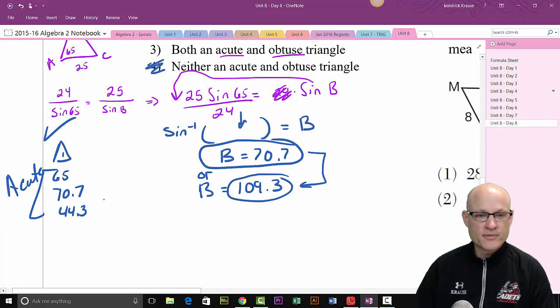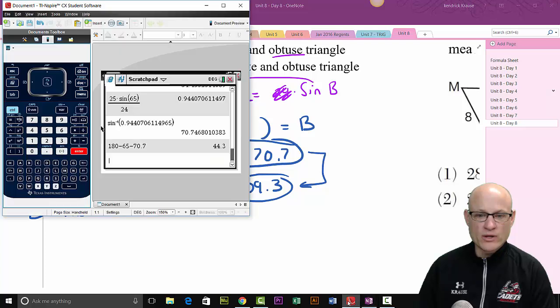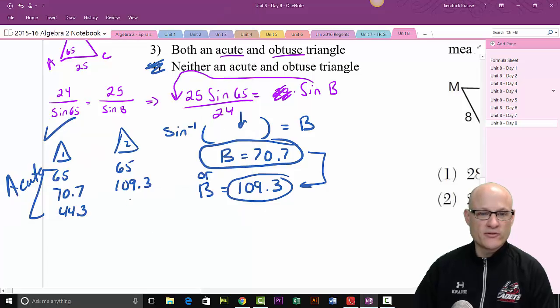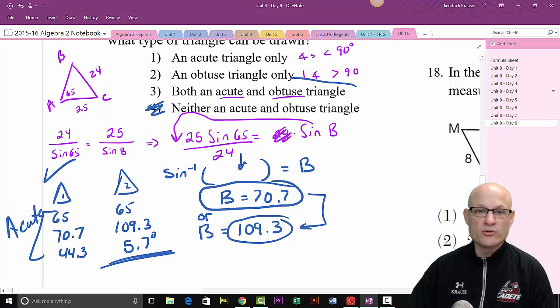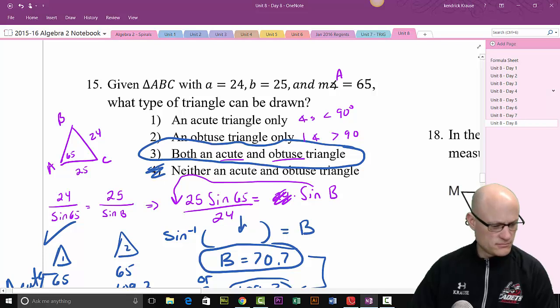So triangle 2 would be 65, 109.3. So now I'm going to take 180 and subtract those. I think I can make an angle out of these. 180 minus 109.3 minus 65 equals 5.7 degrees. So we can actually make two triangles from this. So the answer is both an acute and obtuse triangle. For some reason I thought, no. Anyway, that's the answers, kids.